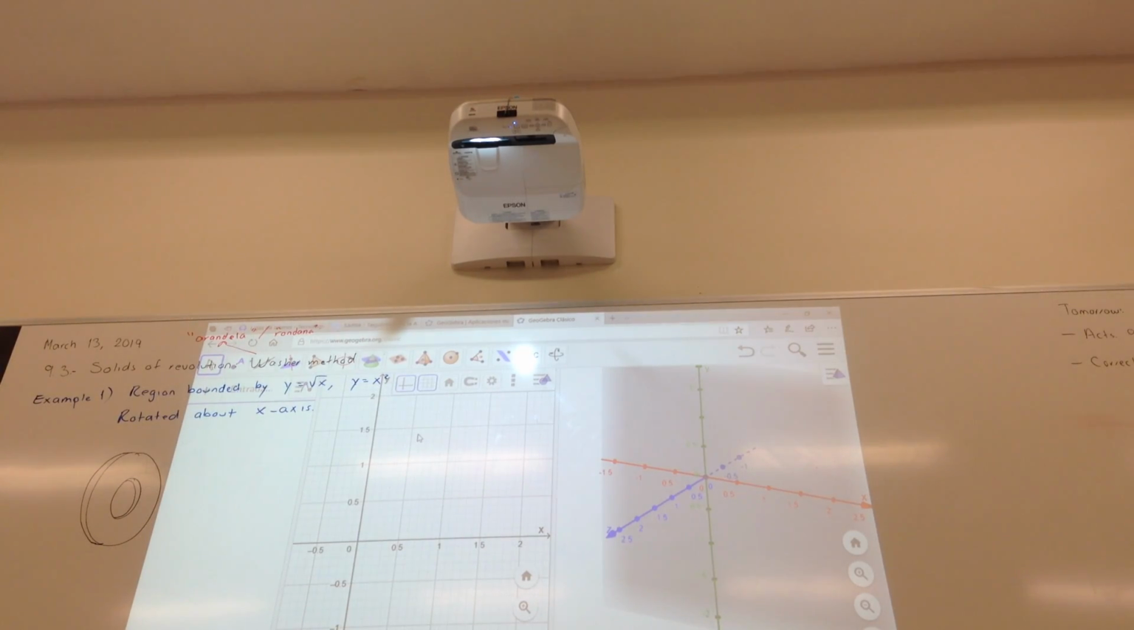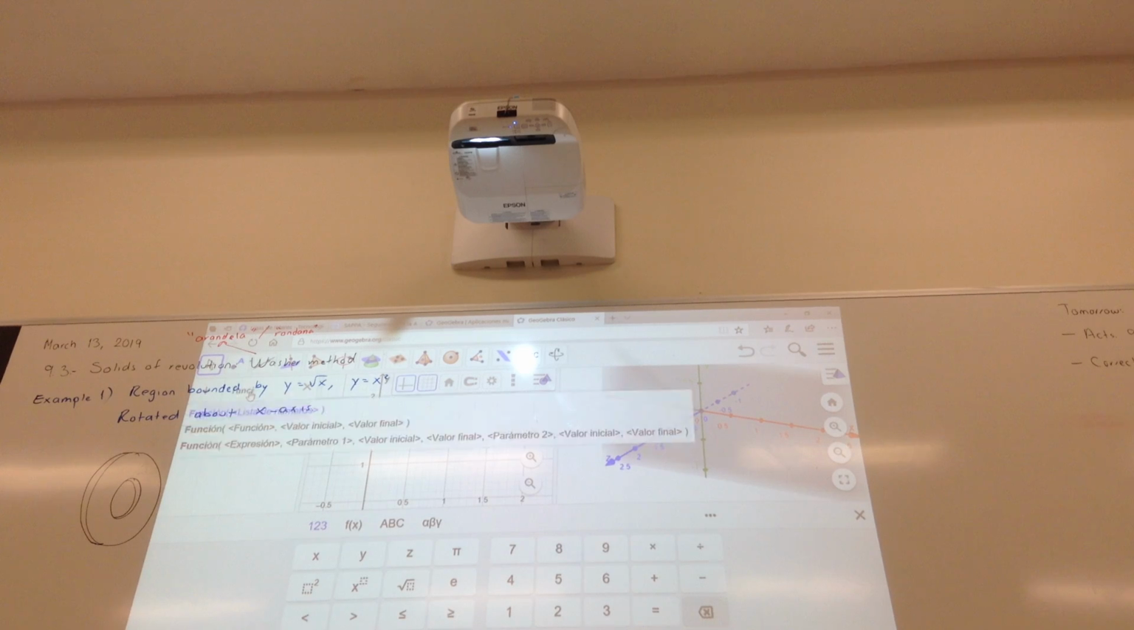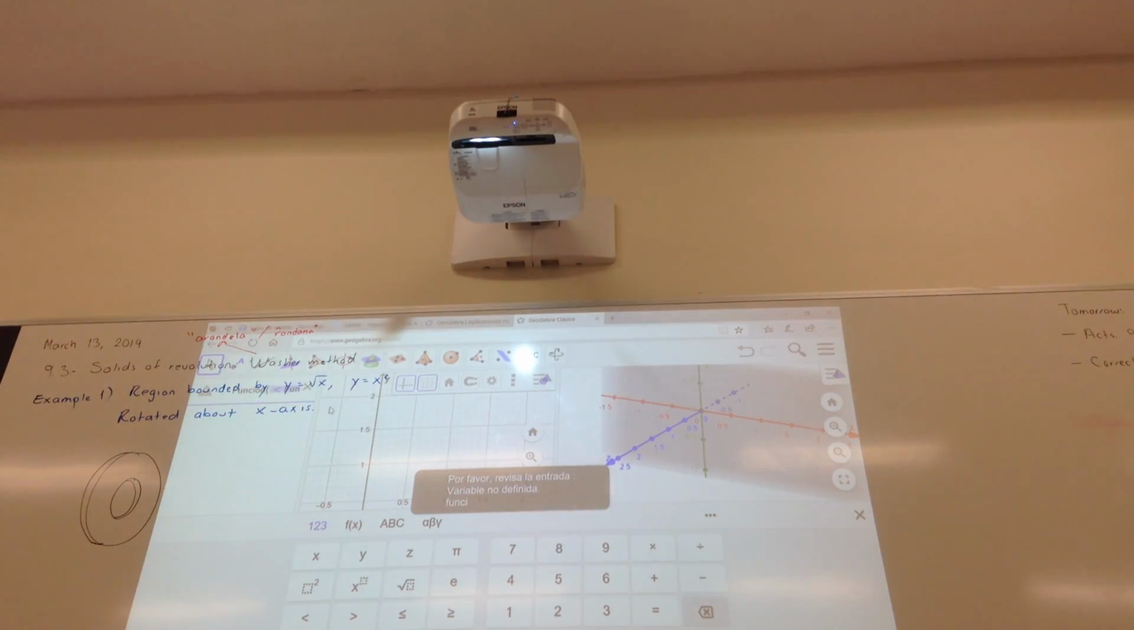I want to find the volume of the region y equals square root of x, y equals x squared, rotated about the x-axis. If I graph that, for example, it would be the function square root of x from 0 to 1. That's the first one, and another one, which is x squared from 0 to 1. Okay?